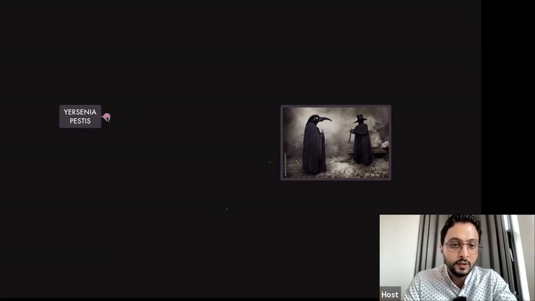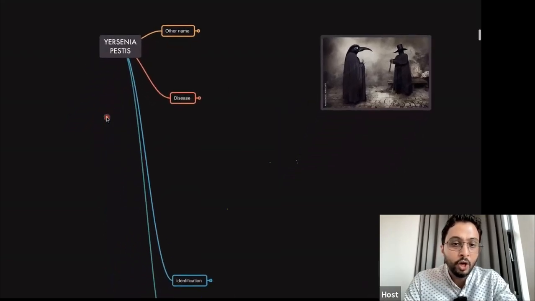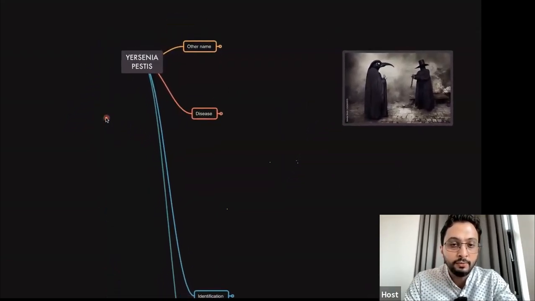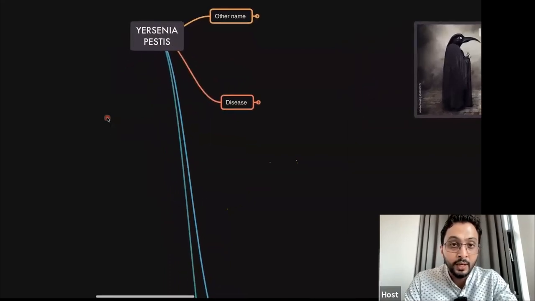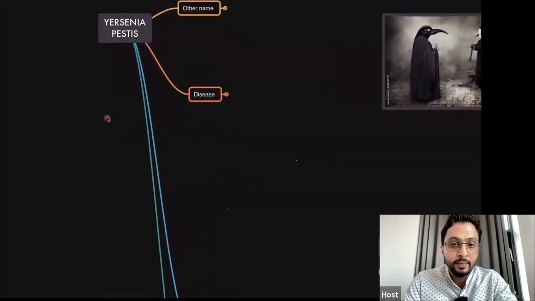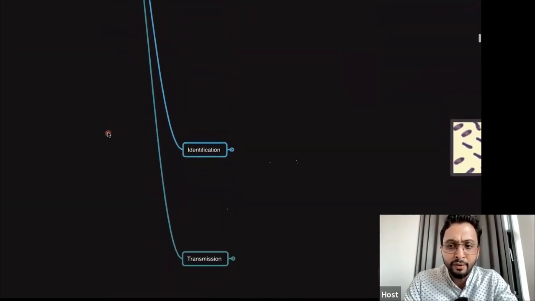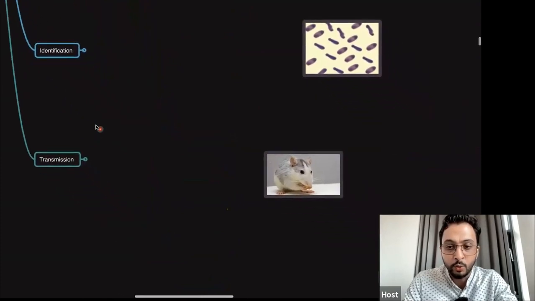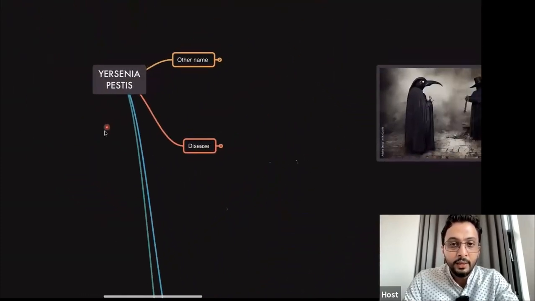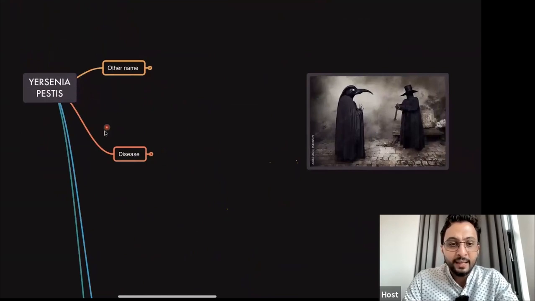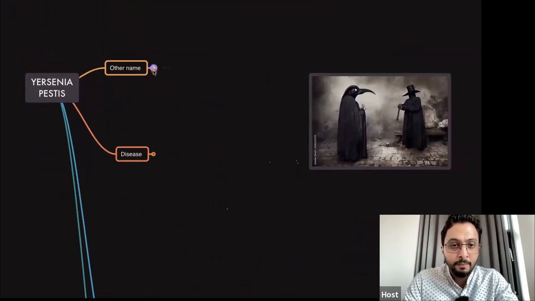So here we will discuss these topics: other names of this organism, the diseases it causes, definitely plague, how to identify it, and how it is transmitted. You can see there is a small cute rat there. So Yersinia pestis, black death, and rats. Another name, good to know, is plague bacilli. So it's a gram negative bacilli, like we discussed about Pseudomonas aeruginosa.